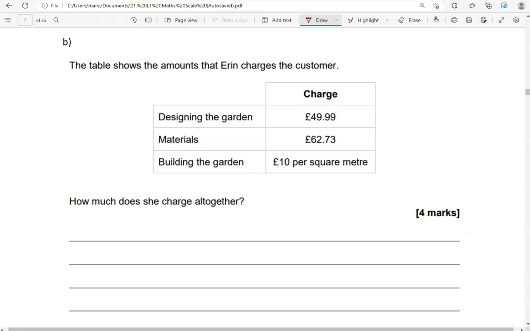The table shows the amount that Erin charges the customer. Designing the garden, £49.99. Materials, £62.73. Building the garden, £10 per square meter. How much does she charge altogether?